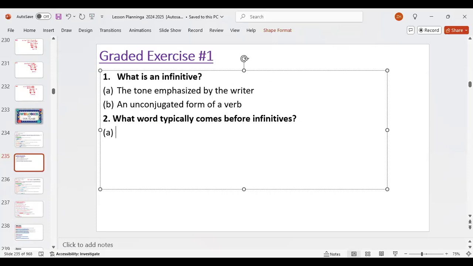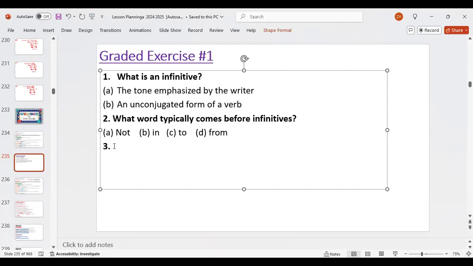A, not, B, in, C, 2, or D, from. Mr. Petit, for number 1, only 2 options? Only 2 options.